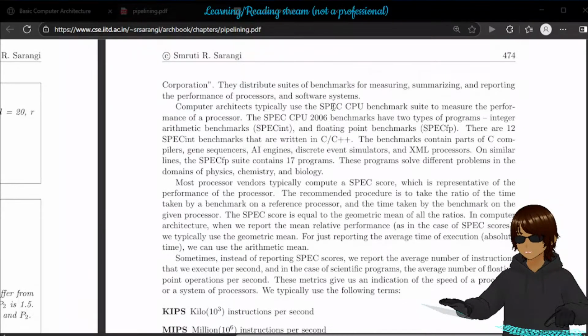Computer architects typically use a SPEC CPU benchmark suite to measure the performance of a processor. SPEC CPU 2006 benchmarks have 2 types of programs: integer arithmetic benchmarks, SPEC int, and floating point benchmarks, SPEC FP. There are 12 SPEC int benchmarks that are written in C, C++. Benchmarks contain parts of the C compiler, gene sequences, AI engines, discrete event simulators, and XML processors. On similar lines, the SPEC FP suite contains 17 programs. These programs solve different problems in the domain of physics, chemistry, and biology.